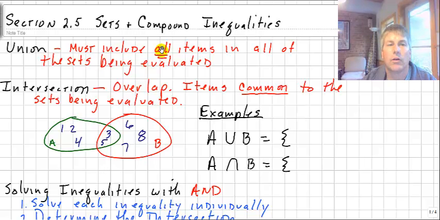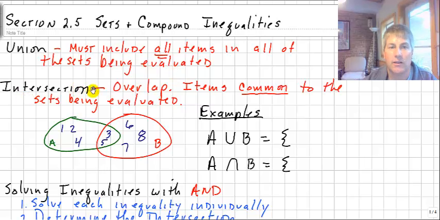Welcome back. Here we're covering section 2.5, on sets and compound inequalities. We're going to start with a little geometry review, concepts of union and intersection, which will play into our "and" and "or" type homework problems tonight. Union, if you remember, everything must be represented. So union, you must include all the items in all of the sets being evaluated.